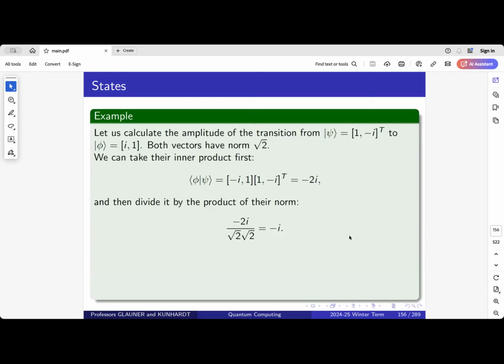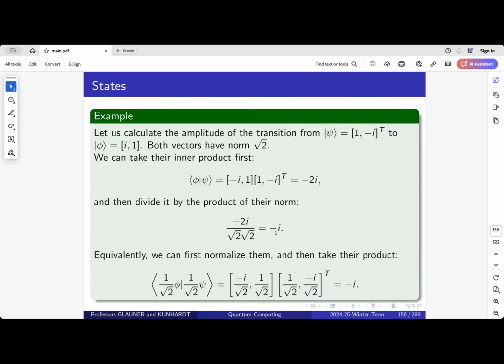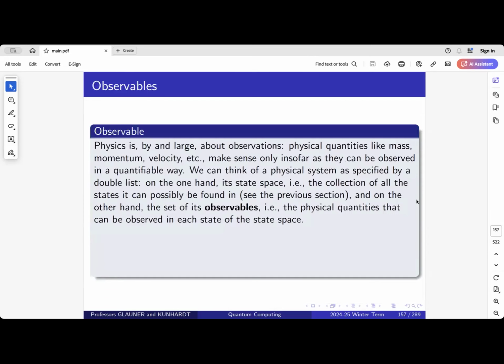This is just another example. Feel free to do it at home. If your states are not normalized, you need to normalize at the end, and you will also get the same transition amplitude that we got before. And there are lots of other ways how you can calculate this, but it all leads you to the same result. But we've assumed we have normalized states, so we don't need this.